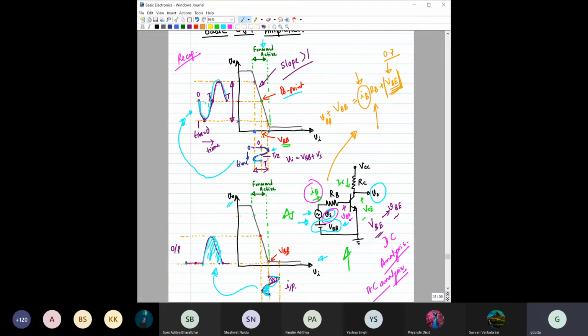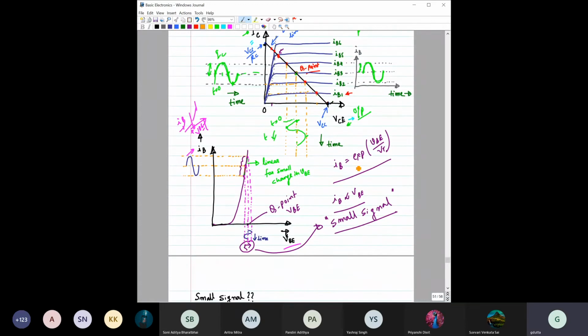So, sir, this one will give us the load line, right? Yes, this will give you the load line, and we can get the Q point through the intersection. But here you cannot change that value of V of B.